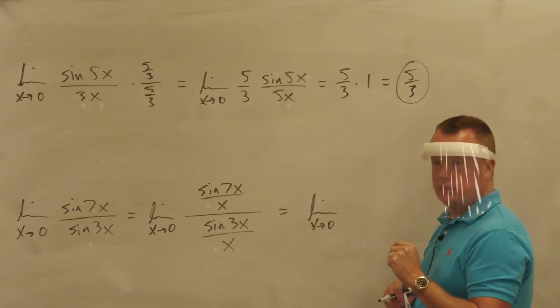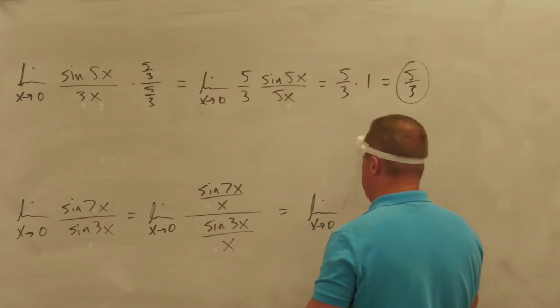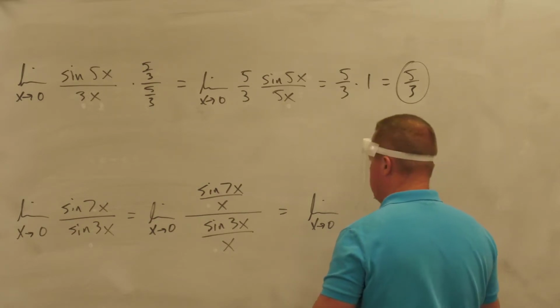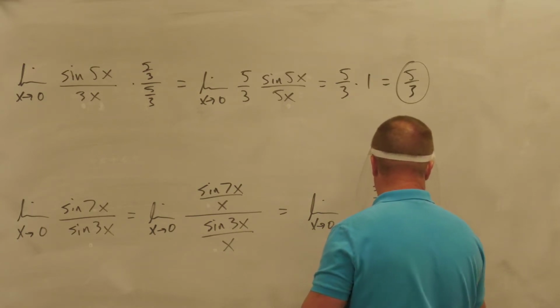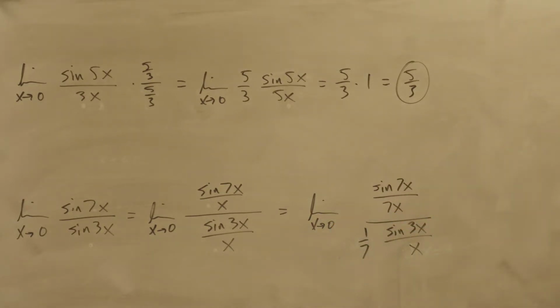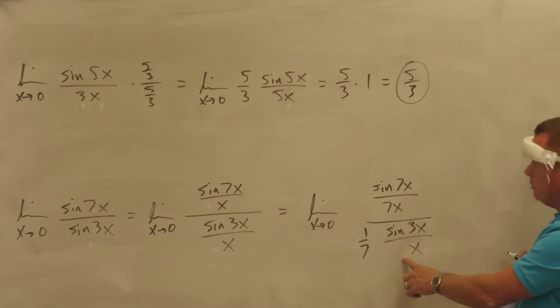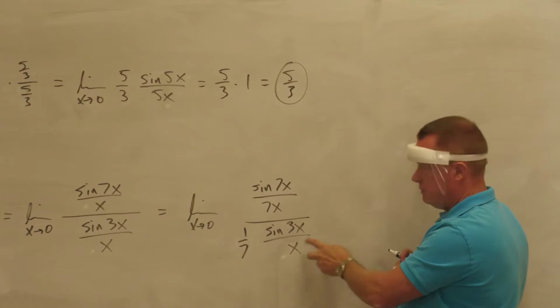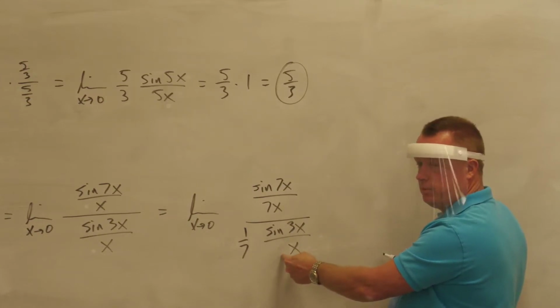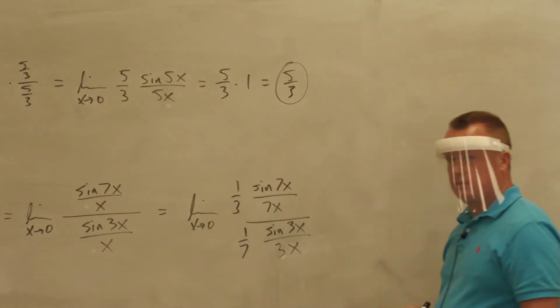One-seventh? 1/7. So let's say sine 7x over 7x, and then I would have a 1/7 on the bottom. Now I need a 3 here with this x in order to use the limit, right? So now let's multiply the top and bottom by what? 1/3, right? That would put a 3 right there. Now that would put a 1/3 on the top.